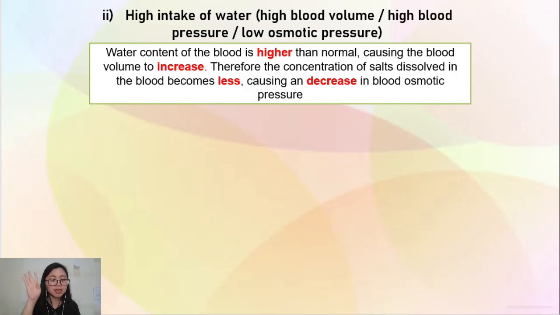Apa yang dimaksudkan di sini, in case kamu kurang paham? Bila kita minum banyak air, kandungan air dalam darah lebih tinggi daripada biasa, menyebabkan volume darah itu semakin meningkat, makin banyak. Sekarang kandungan air semakin banyak, kandungan garam sama saja. So technically your blood is lebih cair. Darah kamu jadi lebih cair, dia lebih dilute. Therefore we can say concentration of salts dissolved in blood become less, thus causing a decrease in blood osmotic pressure.